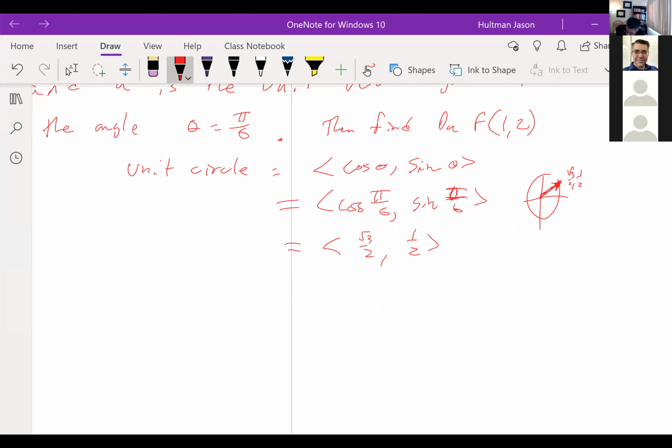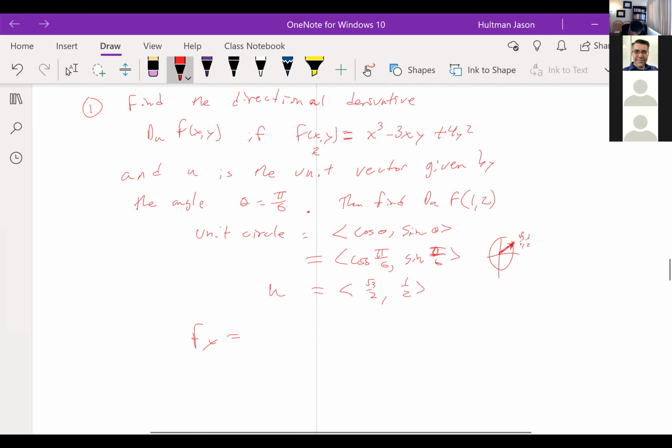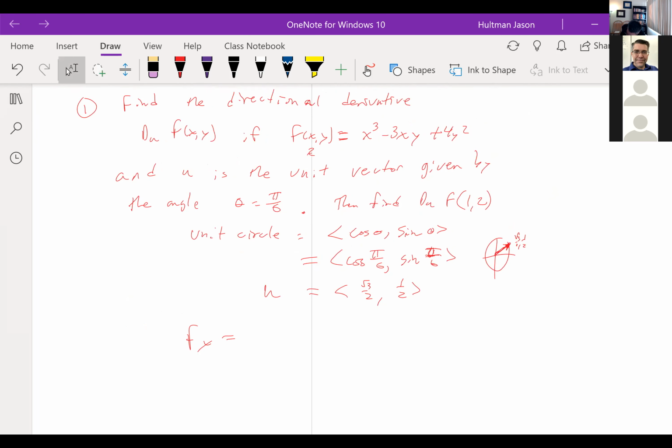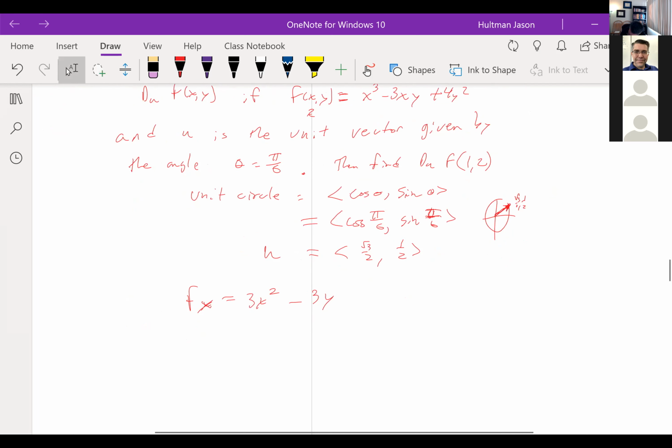That's good. Okay, so this is our U, right? That's our U, our unit vector. Okay, so what's f sub x going to be in this case? f sub x is going to be 3x squared minus 3y. Okay. What's f sub y? f sub y is going to be negative 3x plus 8y. Is that right?